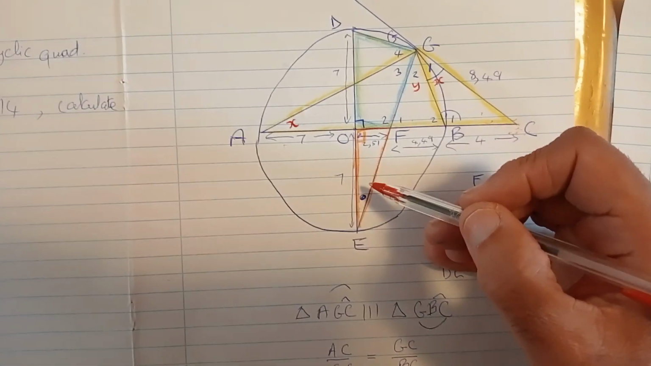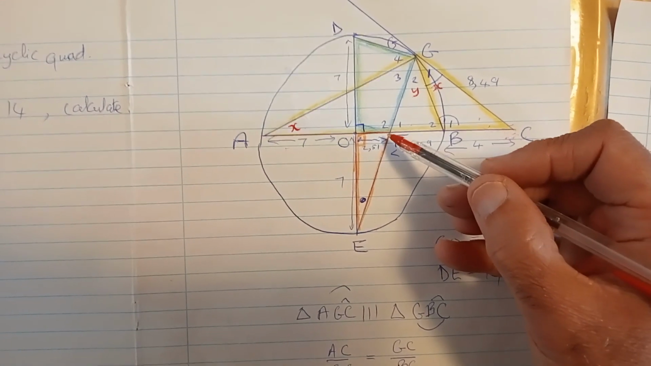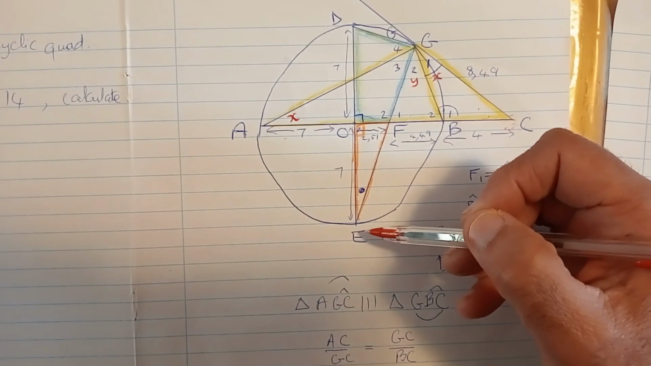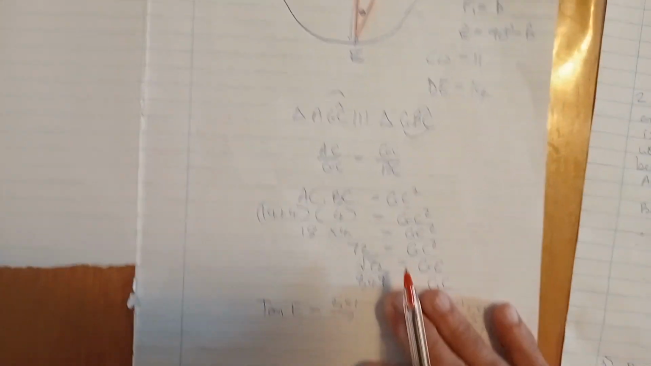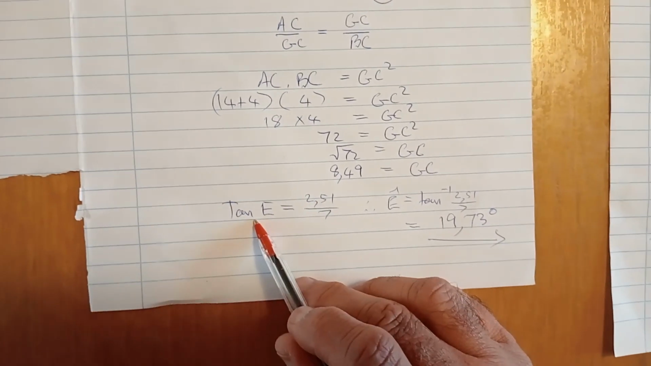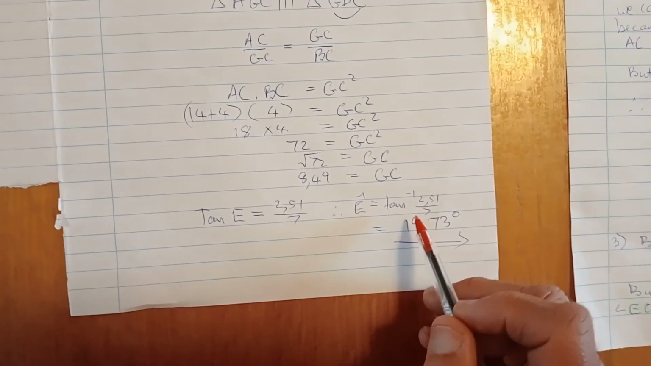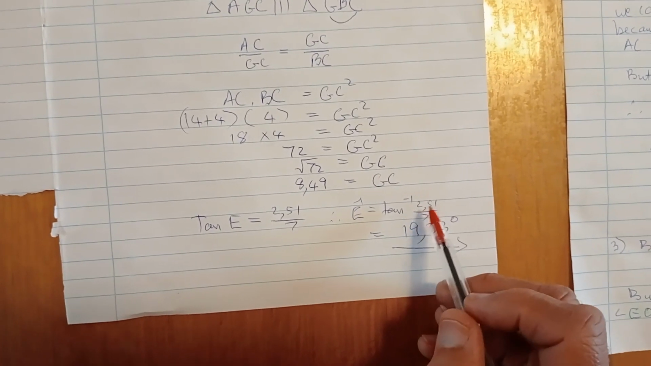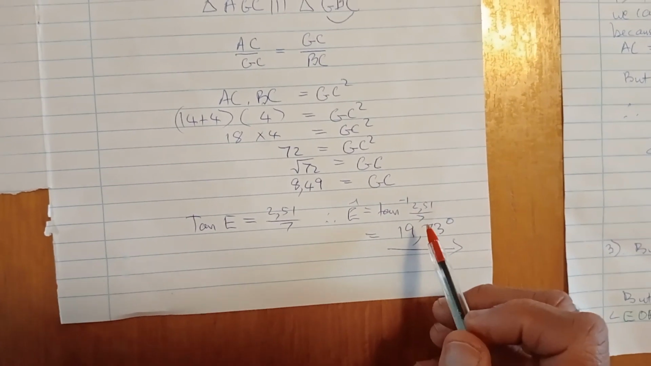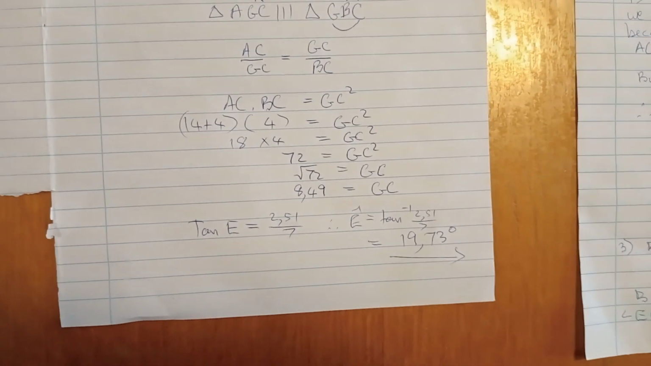And you notice in that particular triangle, opposite is OF, which is 2,51, and adjacent is OE. And therefore, the tangent of angle E is going to be 2,51 over 7. Angle E, therefore, is arctan of 2,51 over 7, which gives us an angle of 19,73. Thank you.